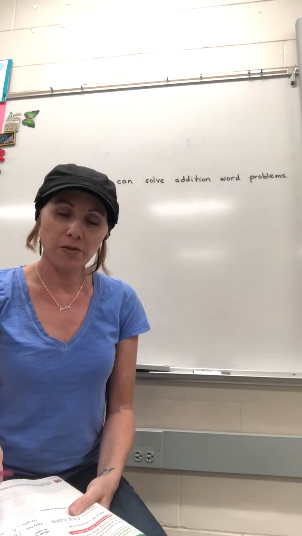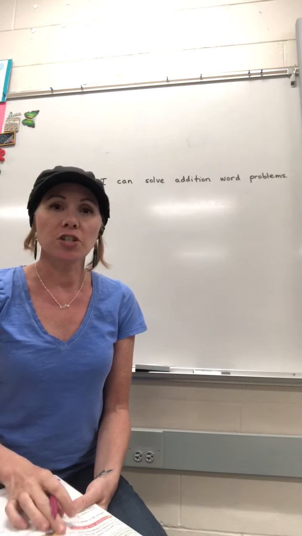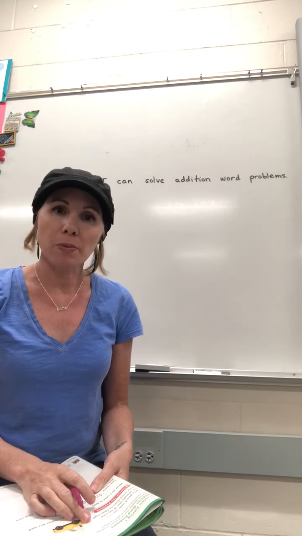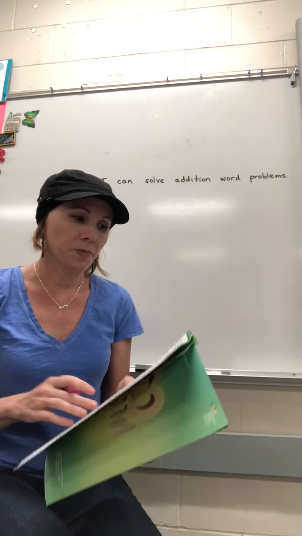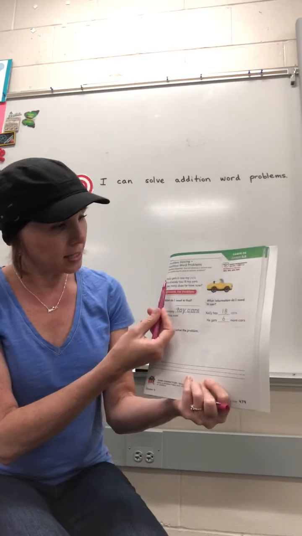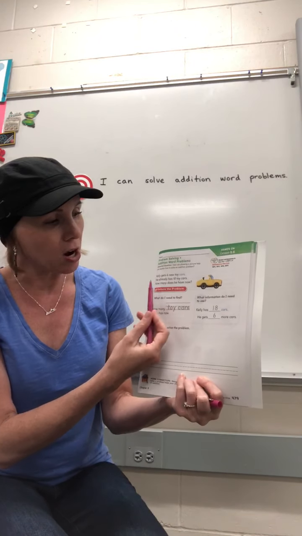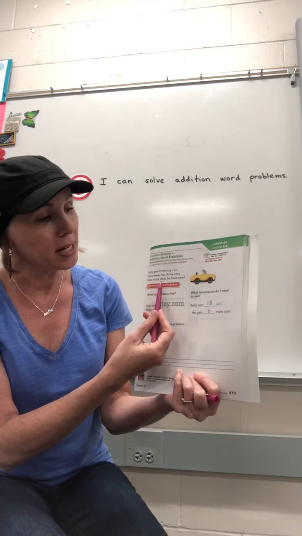you underline the information you have and you circle the question, what you're looking for. It just helps you to solve the problem by thinking about what do I already know and what are they asking me to do. So let's go ahead and do this page together. It says, Kelly gets 6 new toy cars. He already has 18 cars. How many does he have now?